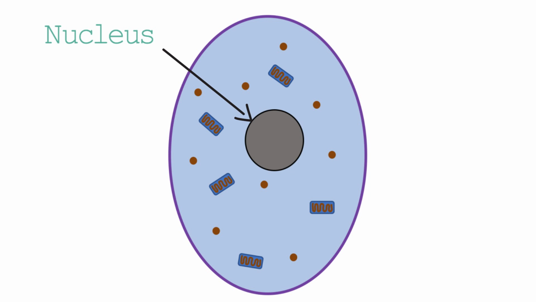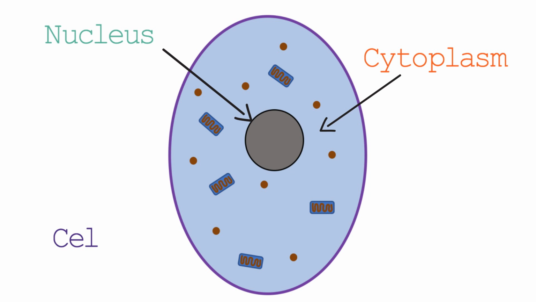The next component of a typical human or animal cell is the cytoplasm. The cytoplasm is a gel-like substance that makes up most of the cell. It is made up from many different substances, and it is where most of the chemical reactions in the cell occur. Cells also have a cell membrane.